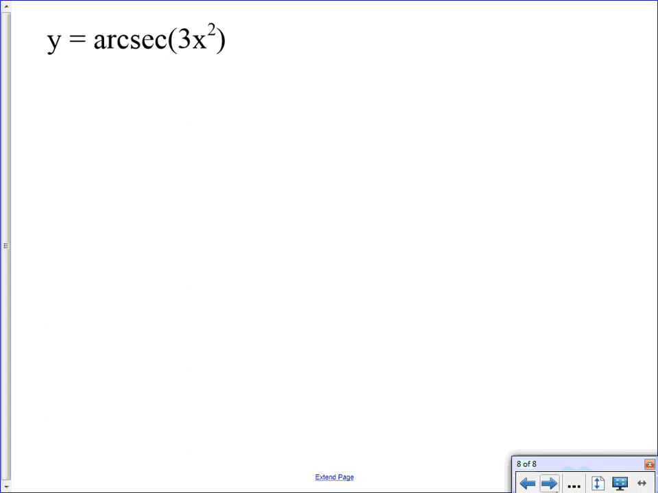All right, and then let's look at this last example. So here we have y equals arcsecant, and remember that's the same as inverse secant, of 3x squared. So this is actually a chain rule problem, okay? Again, you can tell because the 3x squared is more than just x, okay? All right, so we're going to use chain rule here.